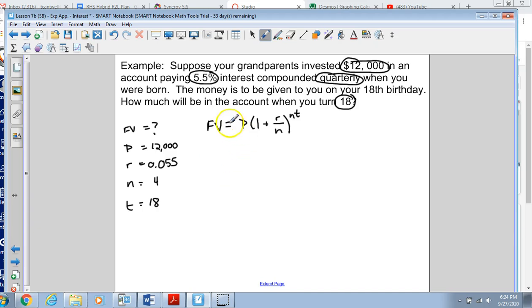So let's plug these in. We're trying to find the final value. So P is 12,000 times 1 plus 0.055 over 4, all to the power of NT, which is 4 times 18.